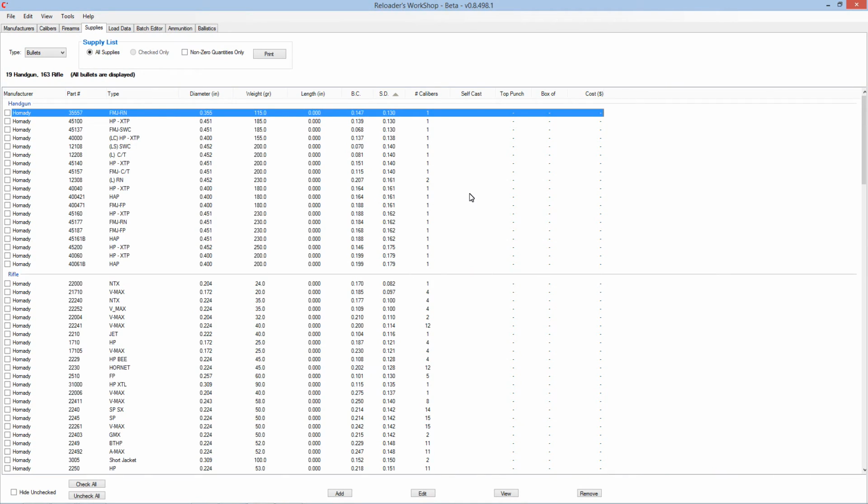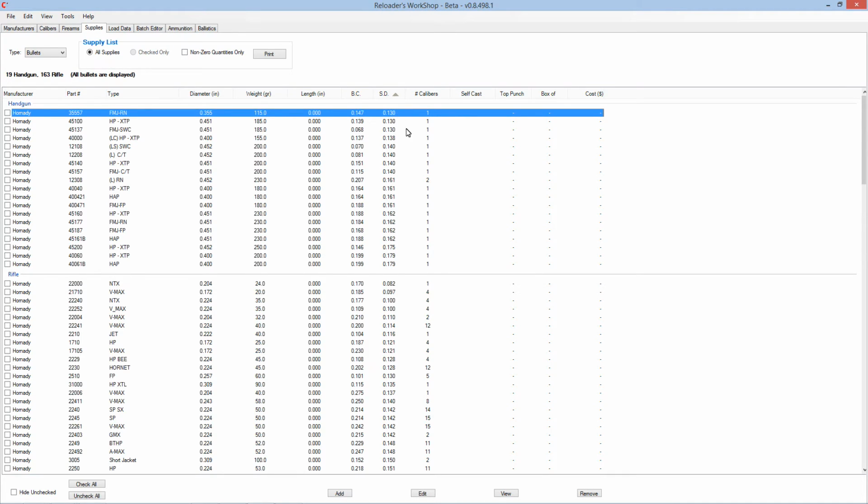Now here's a list of bullets in my Reloaders Workshop program. This is by no means a complete database. The database, for example, for handguns that I have here only includes 9mm, 40 cal and 45 caliber bullets. So there are smaller bullets, larger bullets, heavier bullets, lighter bullets, and so on. This is by no means a complete list. Now I've sorted the bullets in order of sectional density. That's what the SD column here is, from lowest to highest.